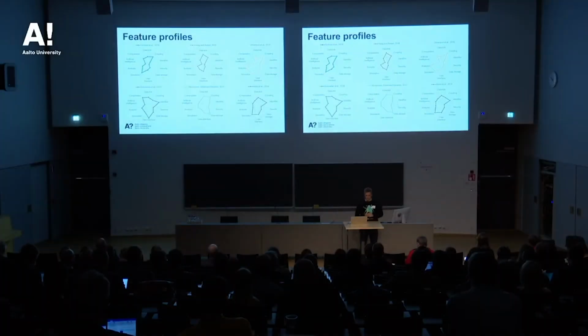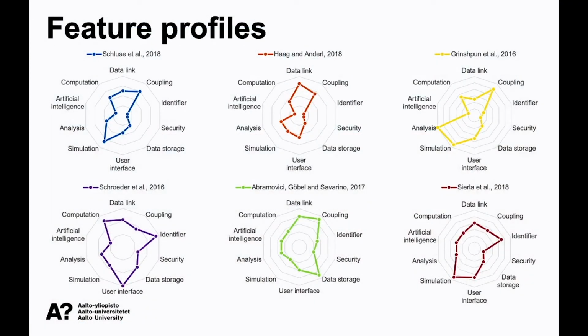Then we can show these numbers in these feature profiles. So what kind of digital twin are we having here? There's six different profiles. Each of them, the articles, emphasize different things.